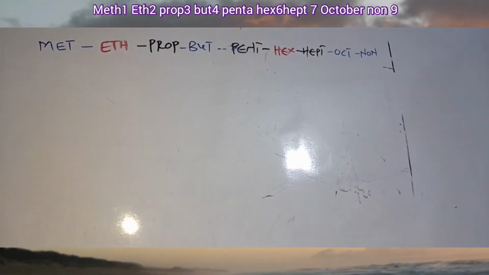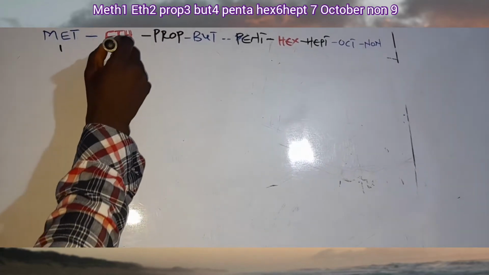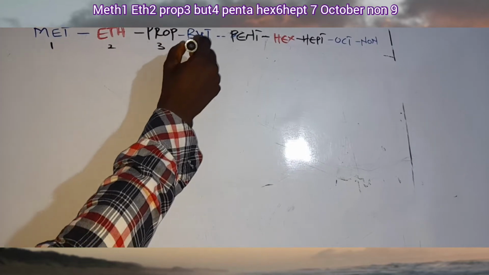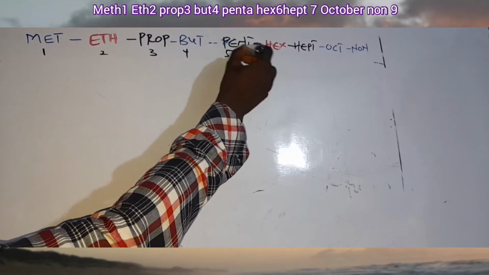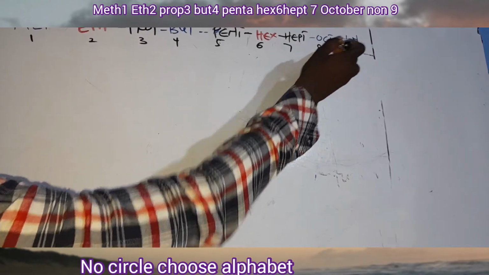So it means if the carbon is one, the carbon is two, when the carbon is three, when we have 4 carbon, when you have 5 carbon, when you have 6 carbon, you have 7 carbon, you have 8 carbon, and you have 9 carbon.